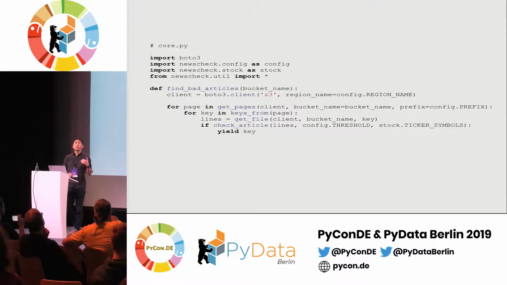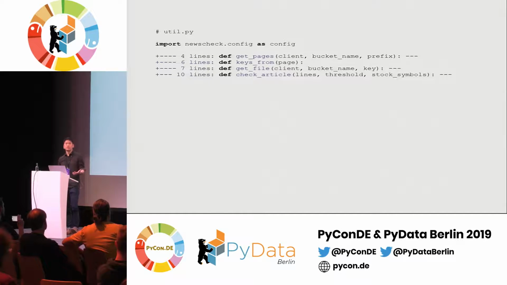Next thing is core, which is going to contain our core business logic. That has the find bad articles function. So this is just doing that iteration I described. We're going to use the Boto3 AWS library to create a client. And then we have to use that client to get all the pages, or the paginated list of keys. For every page, we got to parse all the keys out of it, then iterate over those keys to get the files. Then once we have each file, we can actually check the article, and you see some things going on with config and the stock ticker symbols there.